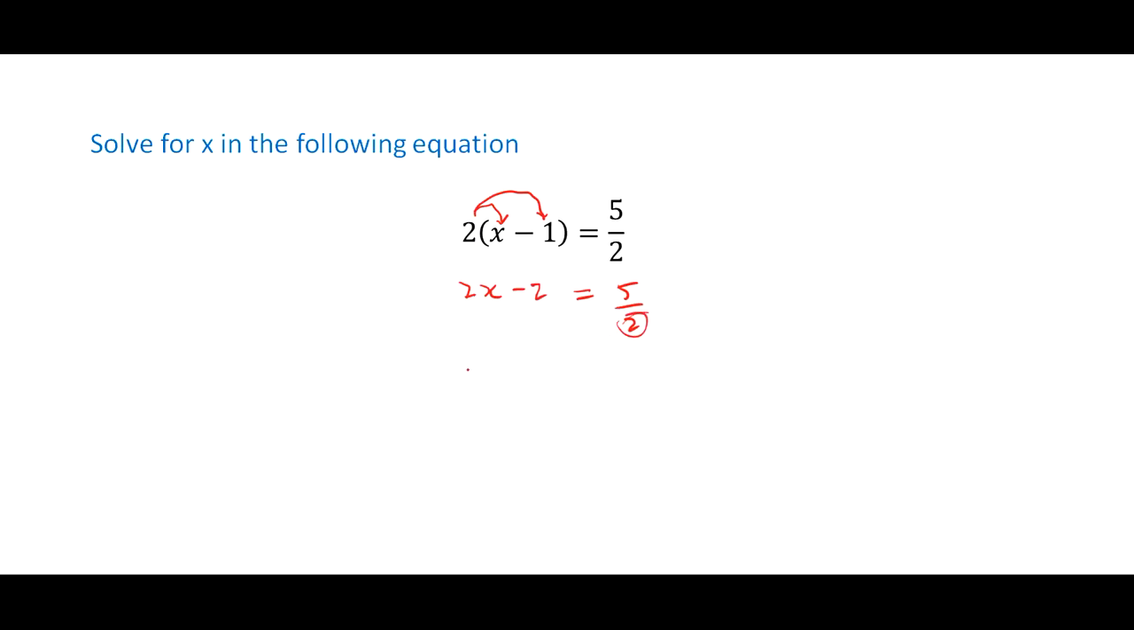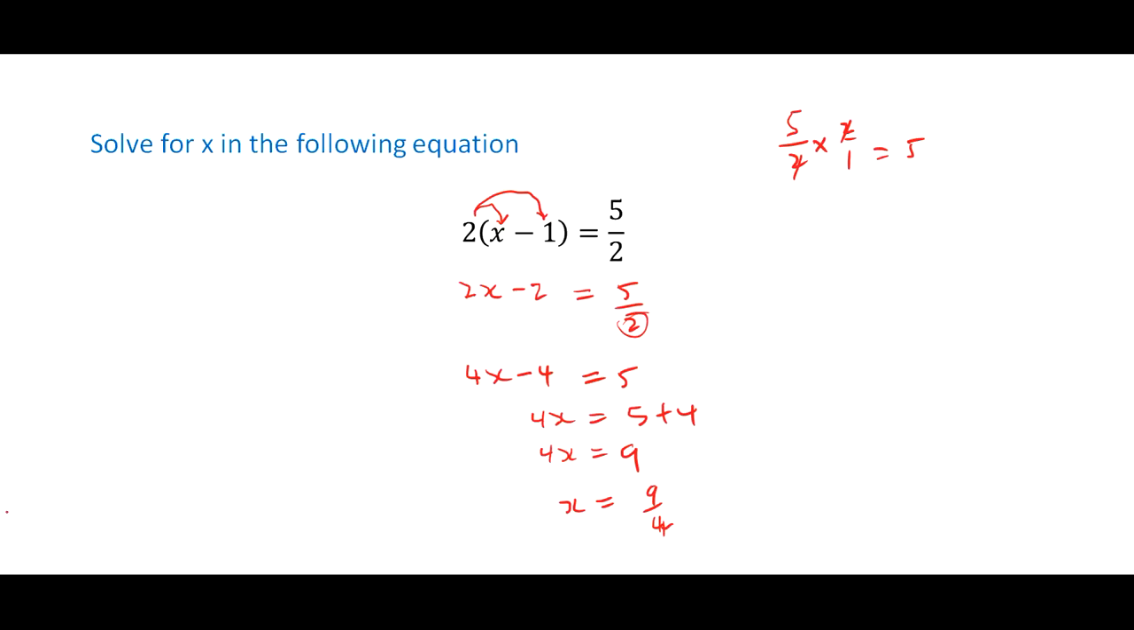So if you multiply every term by 2, we end up with 4x minus 4 is equal to 5, right? Because 5 over 2 multiplied by 2 over 1 will give me 5. So 4x is equal to 5 plus 4, because we need to get rid of this minus 4 here. So 4x is equal to 9, and therefore x is equal to 9 over 4. Okay.